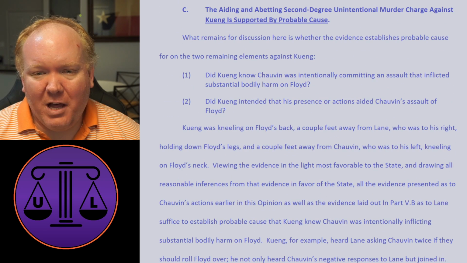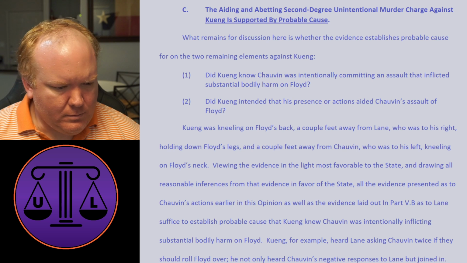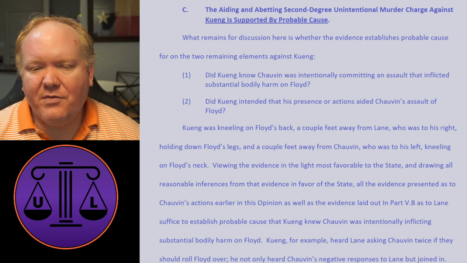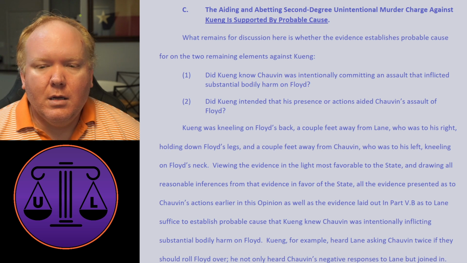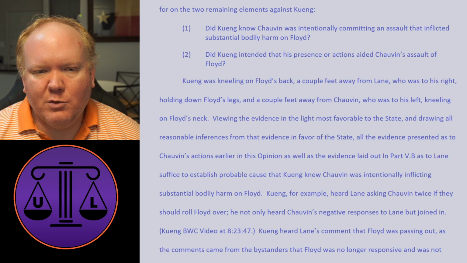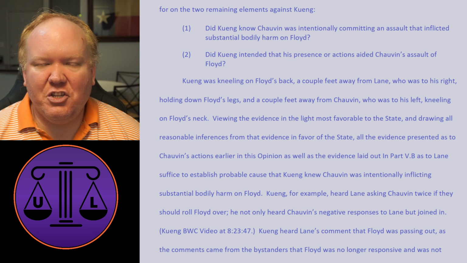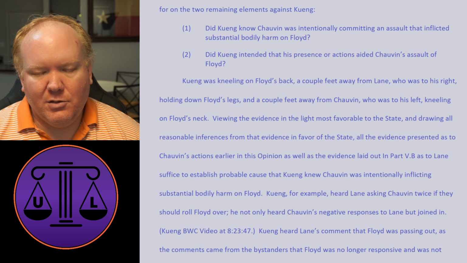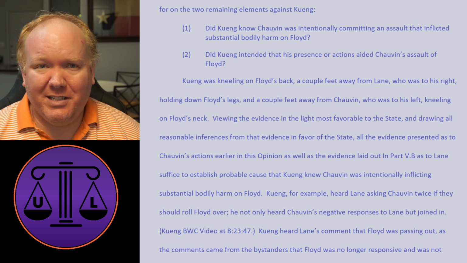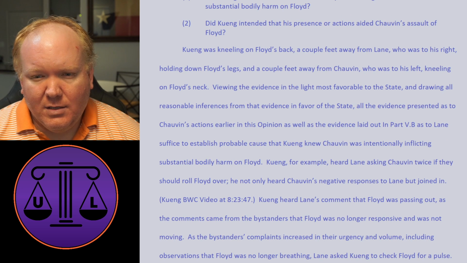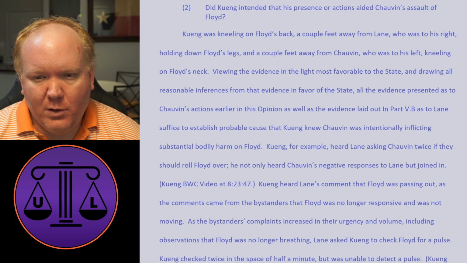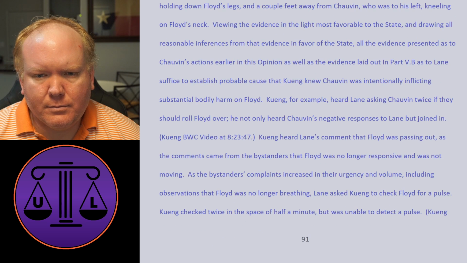All right. So as to some other people here, as we're on page 91, let's see if there's anything that we need to discuss specifically with respect to Kueng. So let's see. We'll skim this because we kind of got the gist for Lane. So the other 3 officers are going to be substantially similar. So we'll just see what's going on. So what did Kueng do? Viewing the evidence in the light most favorable.